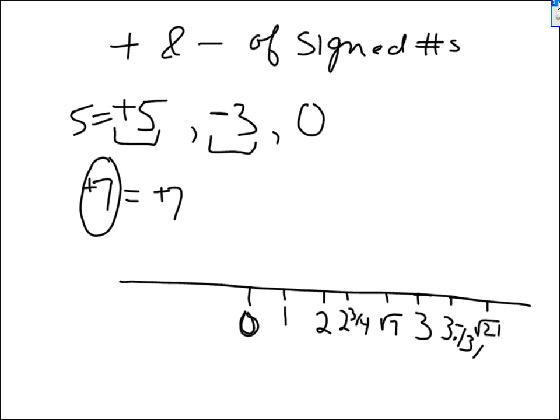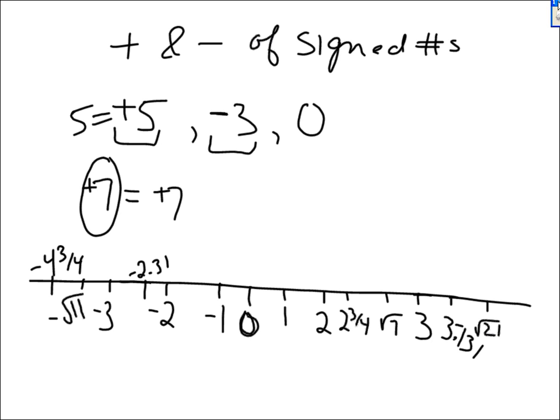To the left of 0, you have the negative numbers. Negative 1, negative 2, negative 3, negative 2.31, negative the square root of 11, negative 4 3/4, etc. Every number is on the number line. The number line does not just have 1 and 2 and 3 and 4. It has every number. Are you going to list every number?